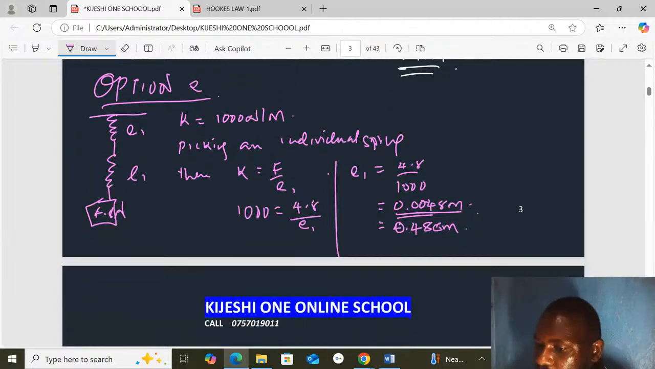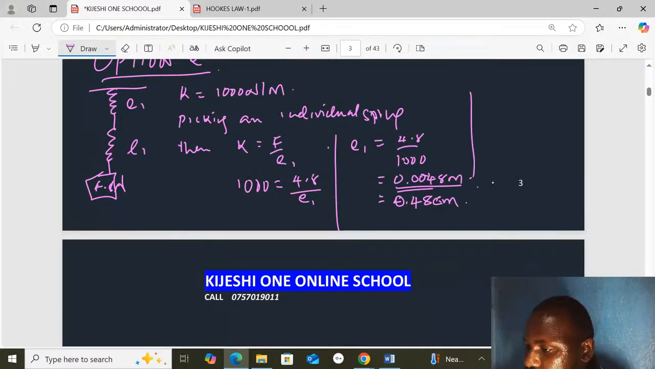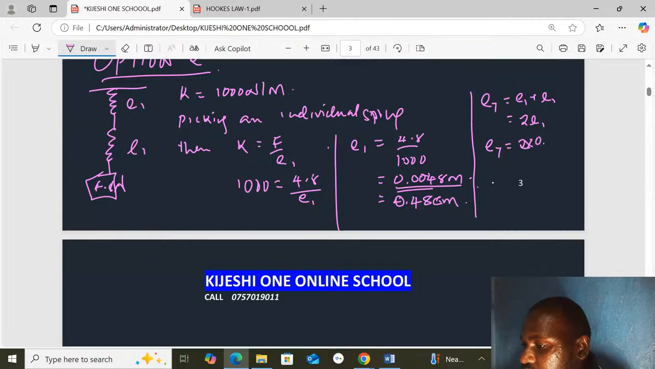But now we say that E total will be E1 plus E1, which is 2E1. Therefore, EP will be 2 times 0.48. This one will arrive at 0.96 centimeters.